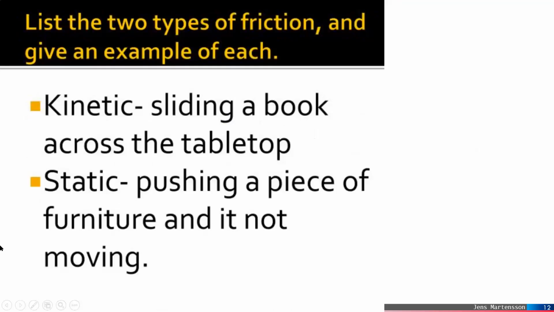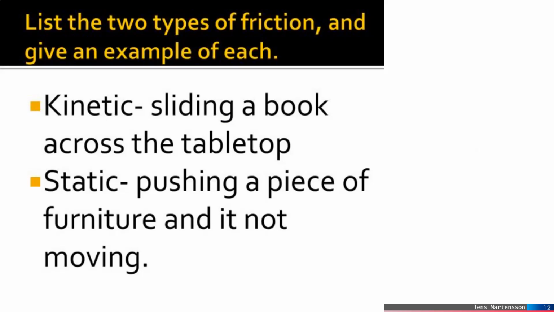Now, let's talk about the two types of friction. The two types of friction here are kinetic and static. Kinetic friction, like when you slide a book across the tabletop. Kinetic means when the object is moving. So sliding a book across the tabletop is kinetic.